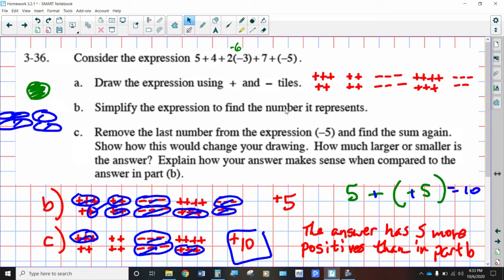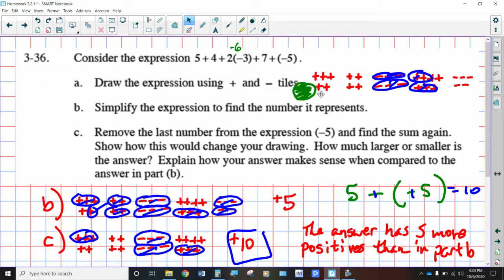Simplify to find the number that this represents. And so, all right, what do we have here? We've got 0 pairs here. So we took away 6 positives and 6 negatives. And if I crossed all those out, I was also supposed to cancel out all of these. I think so. So let me go ahead and do that. So those form 0 pairs, leaving you with 1, 2, 3, 4, 5. So this must have an overall value of positive 5.